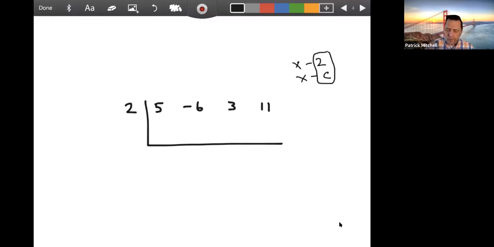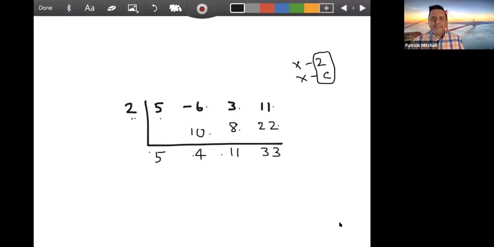All right, here we go. So the first thing I'm going to do is bring down the 5. And then I'm going to go 2 times 5 is 10. Negative 6 plus 10 is 4. 2 times 4 is 8. 3 plus 8 is 11. 2 times 11 is 22. 11 plus 22 is 33. How'd you do?